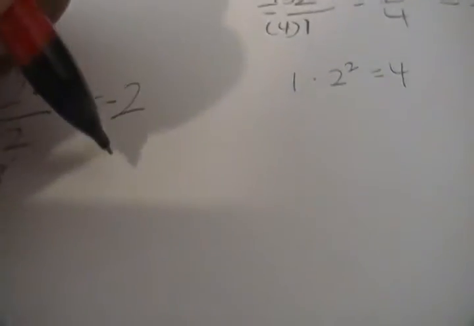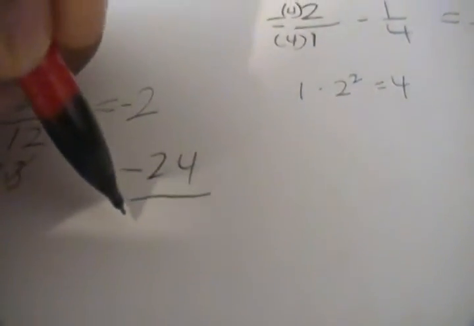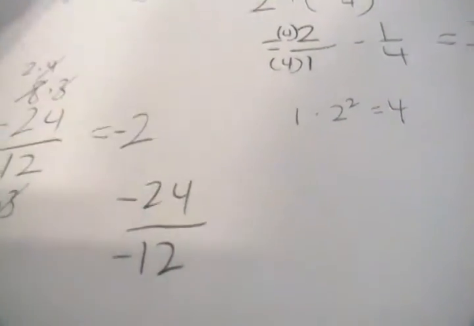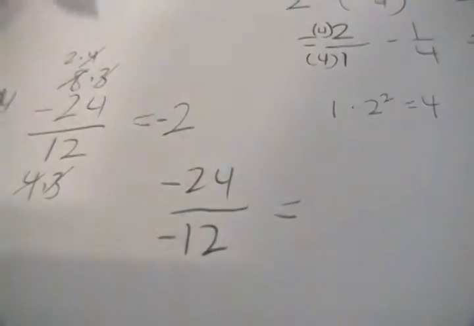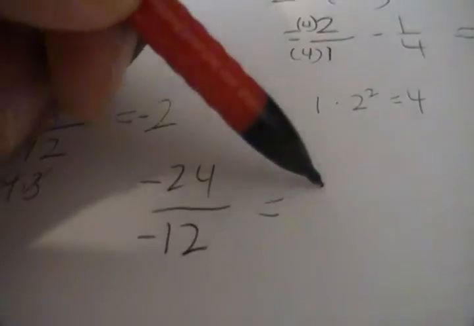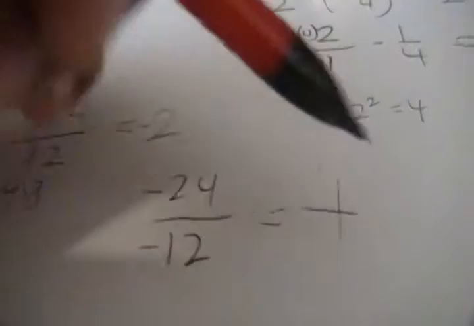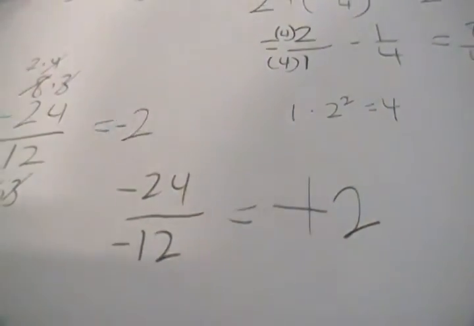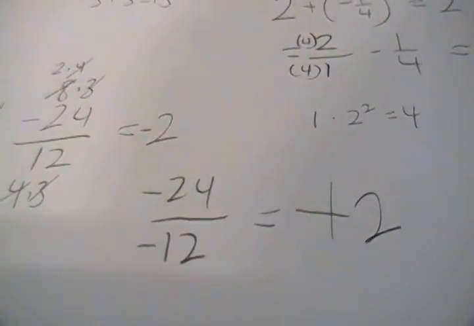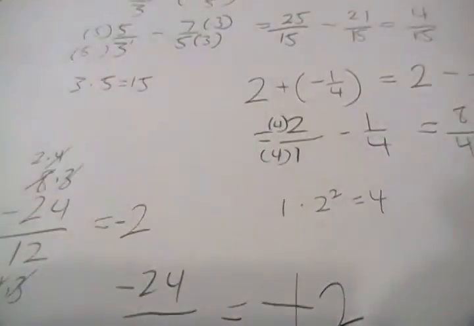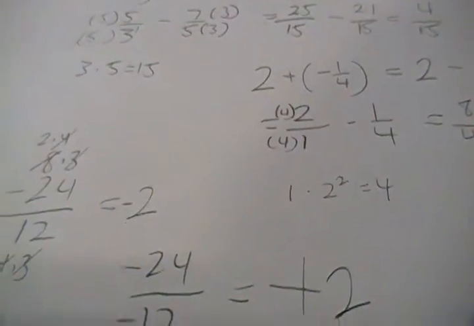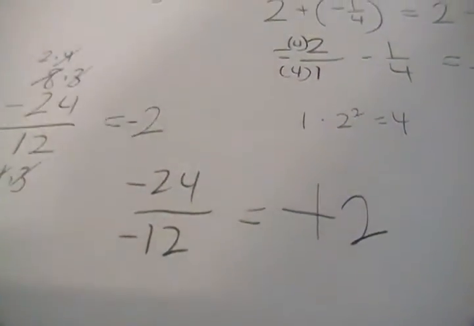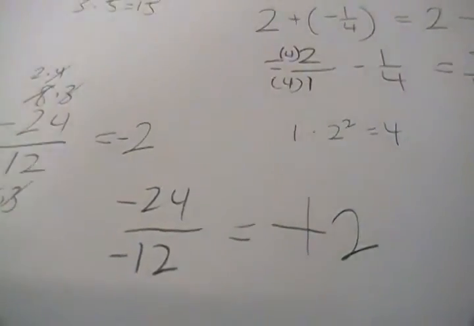Okay. Let's just take the same problem. So negative 24 divided by, say, negative 12, okay? So if you divide a negative by negative, then the answer is going to be positive. Okay, so it's going to be plus 2 or just 2. So if you divide positive by negative or negative by positive, you get a negative number. And if you divide a negative by negative, you get a positive number.